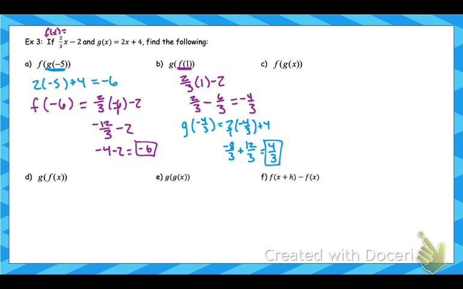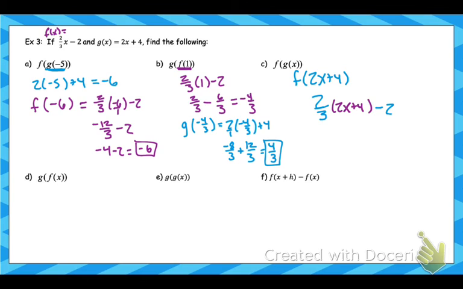All right, f of g of x. So that's f of 2x plus 4. So we're going to take 2x plus 4, replace x in the f of x function. So 2/3, x gets replaced with 2x plus 4 minus 2.